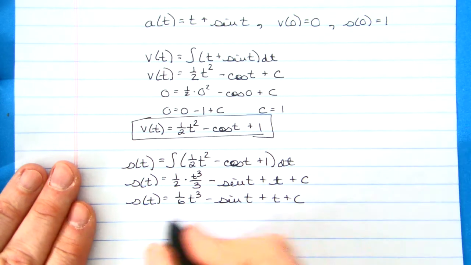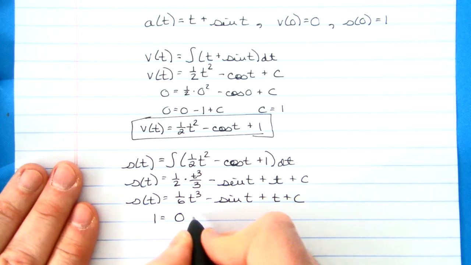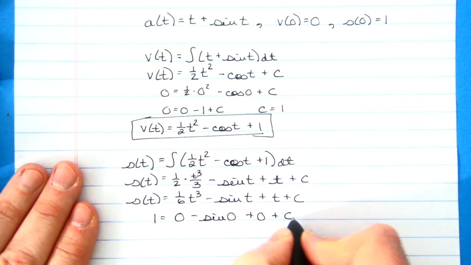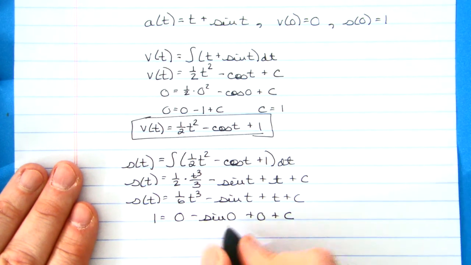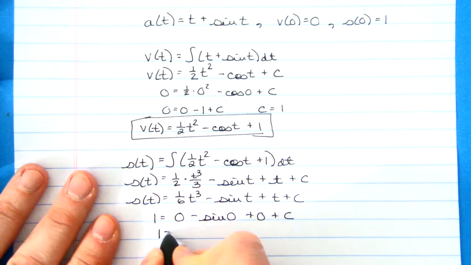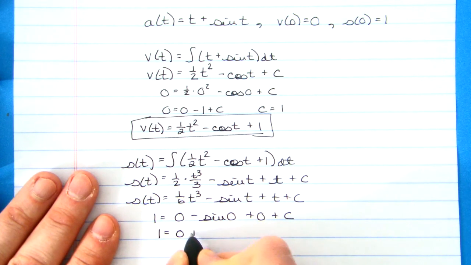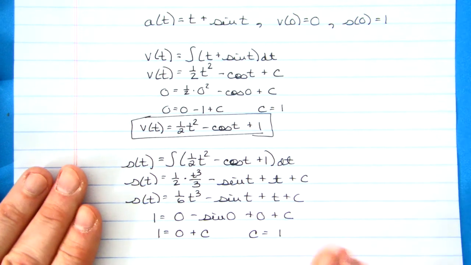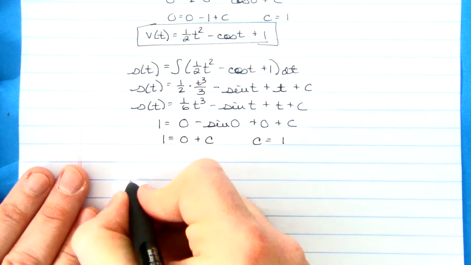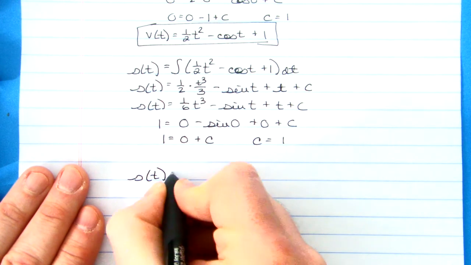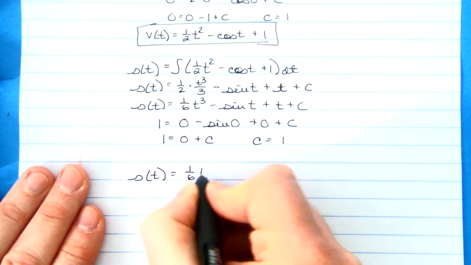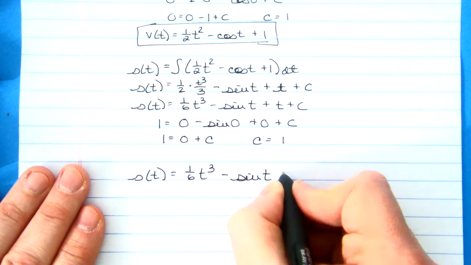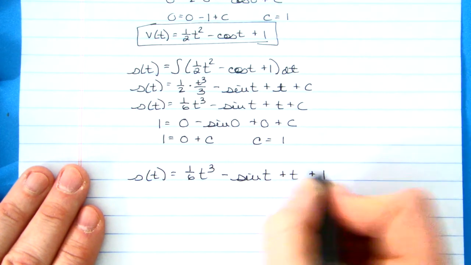I'll plug in my 0 and my 1. 1 equals 0 minus the sine of 0 plus 0 plus c. Okay, so, oh, you know what? This is really nice. Sine of 0 is 0. 1 equals 0 minus 0 plus 0. I think my c value is 1. So I think my position function is s of t equals 1/6 t cubed minus the sine of t plus 1.